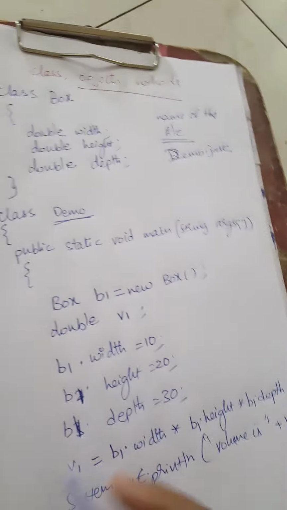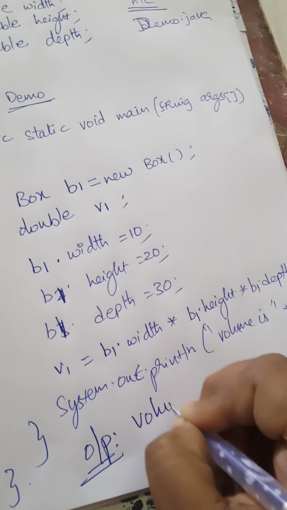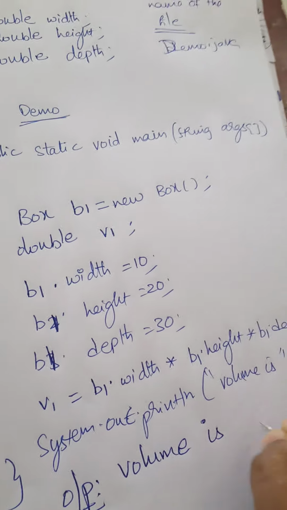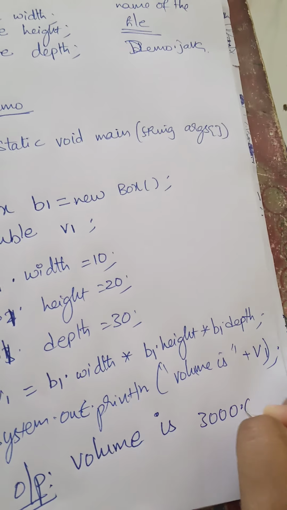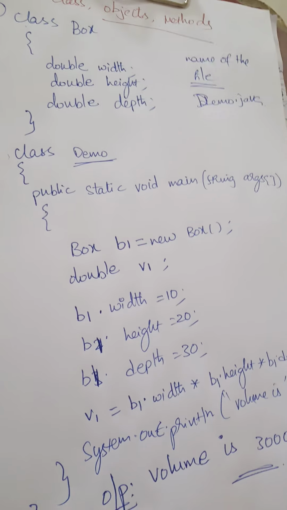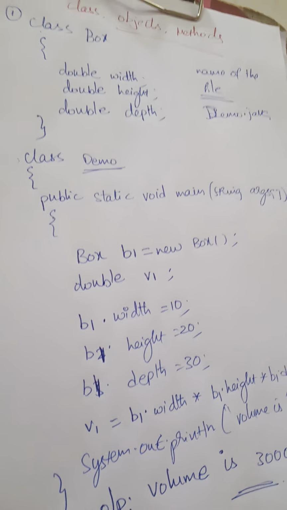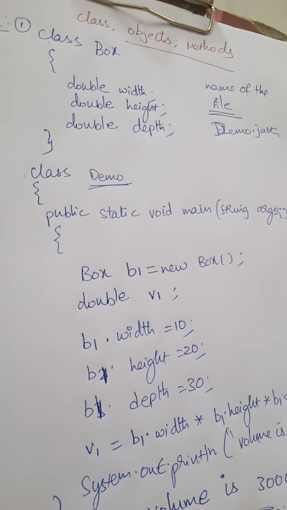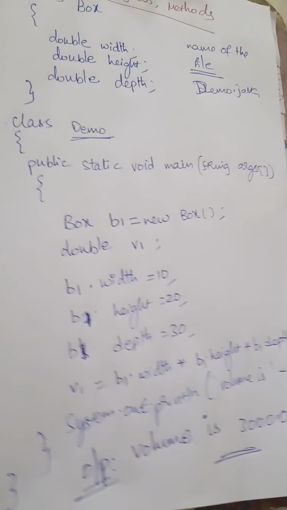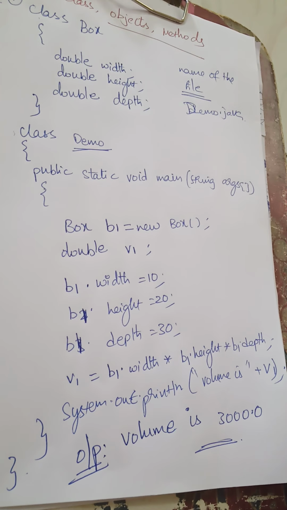Now whenever you execute this program, after execution you will get the output: volume is 3000.0. Understood? This is how you have to create a class, create an object variable for that, then assign values to variables of the class, and then make use of those variables. I think you have understood this clearly.